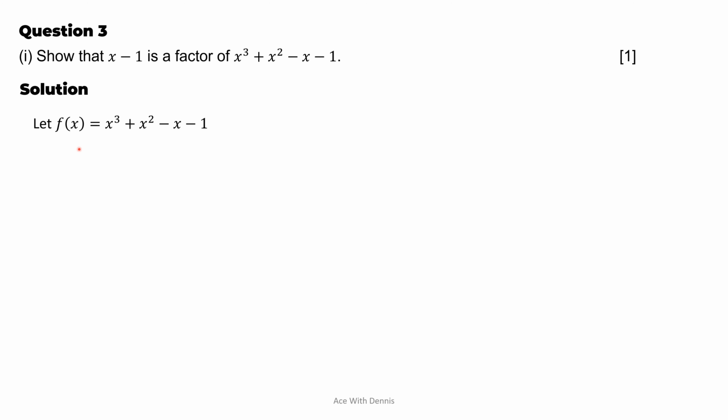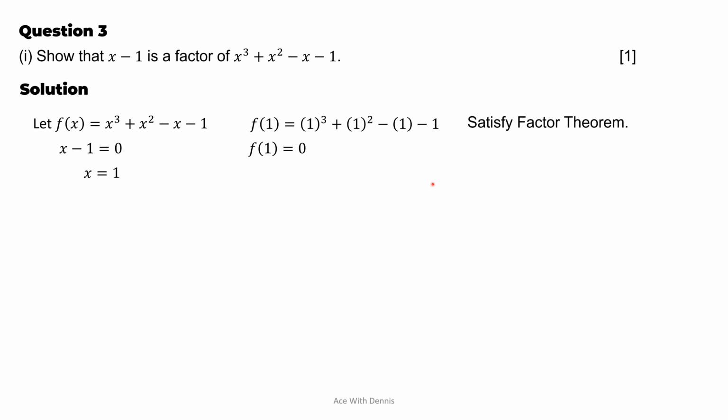The first step is we let f(x) equal x cubed plus x squared minus x minus 1, because we can apply the factor theorem in this question. We also let x minus 1 equal 0, so x will be 1. We substitute x equals 1 into f(x), which is f(1) equals 1 cubed plus 1 squared minus 1 minus 1, and the answer is 0. So it satisfies the factor theorem, and hence we can conclude that x minus 1 is a factor, hence shown.